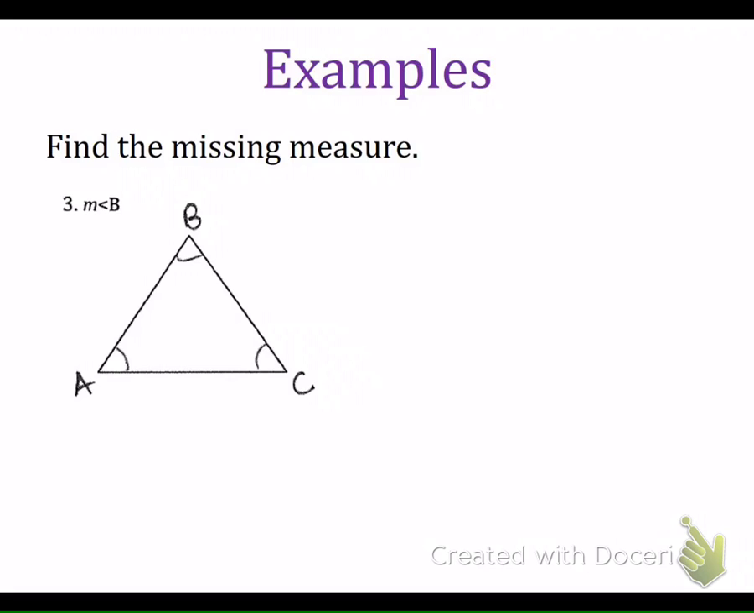Does it mean they're all congruent? That means they're all congruent. So it's 60. So they're all going to be 60. Yes. Okay. The reason I know this is that it's an equiangular triangle. In an equiangular triangle, it's 60, 60, and 60.